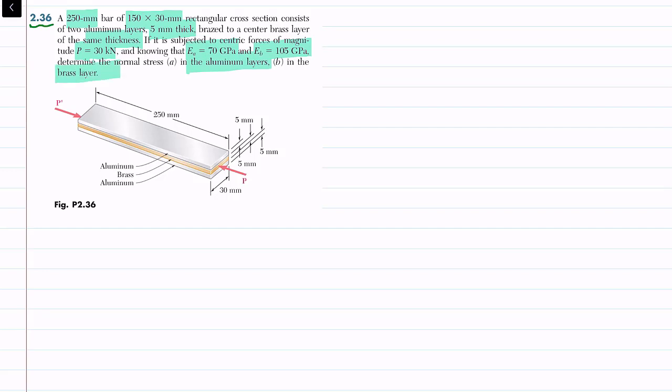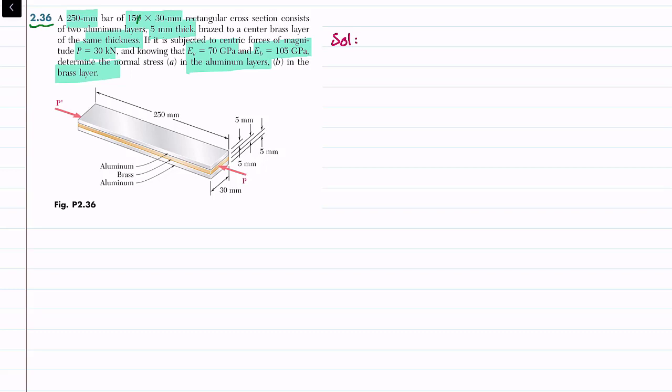From figure 2.36 you can see this is a 250 millimeter bar having a cross section with a width of 30 millimeter and a total thickness of 15 millimeter. Above it is written as 150, but this is wrong. This is 15 millimeter. The top and bottom layers are aluminum while the middle one is brass, and it is subjected to a load P of 30 kilonewton. We have been asked to find the stress in the brass as well as in the aluminum portion. So let's start with the solution.